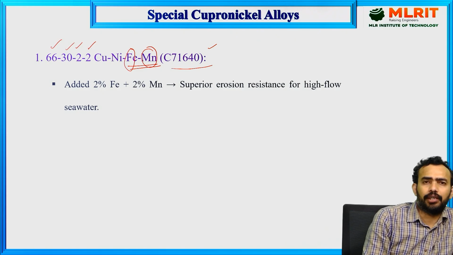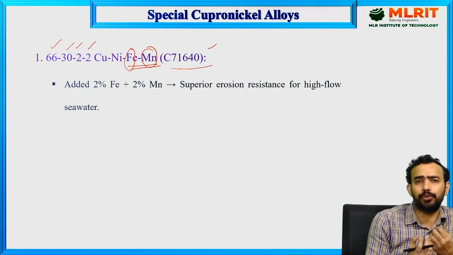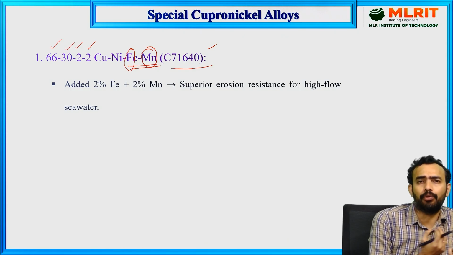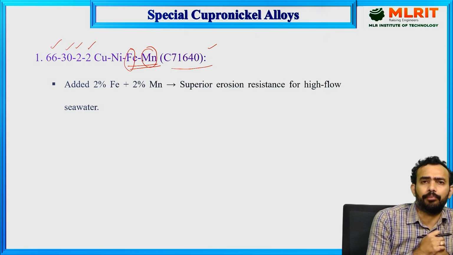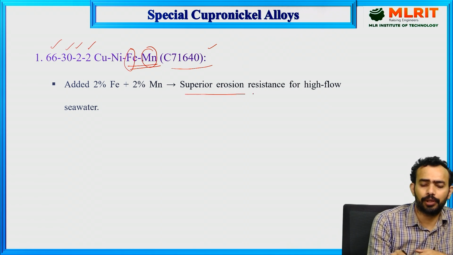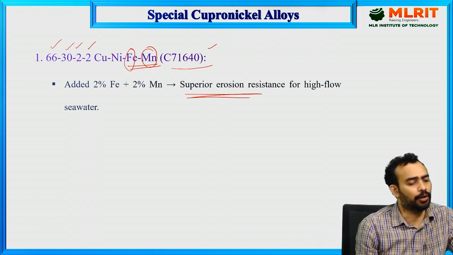It offers superior erosion resistance for high flow seawater. So if we use this cupronickel for tubing applications where seawater is flowing, this specially made alloy can offer very good resistance against erosion. So it offers superior erosion resistance for high flow seawater.